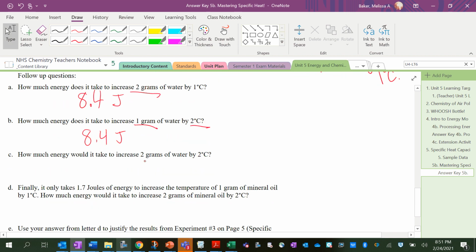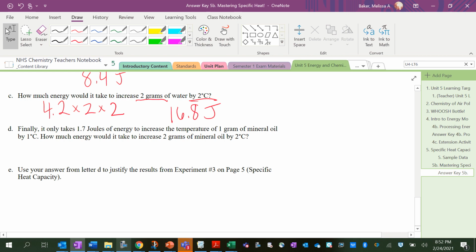How much energy does it take to increase 2 grams of water by 2 degrees Celsius? So that's basically doing 4.2 times 2 times 2. So that would be what? 16.8 joules.